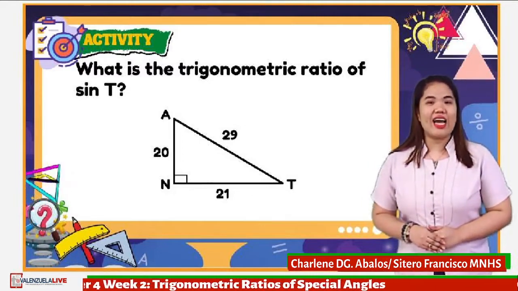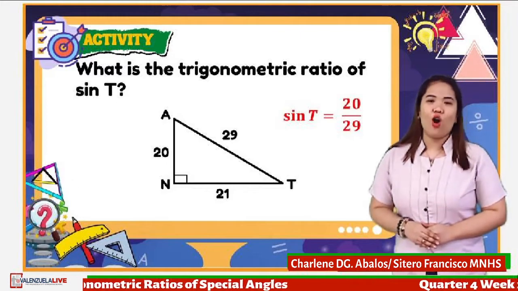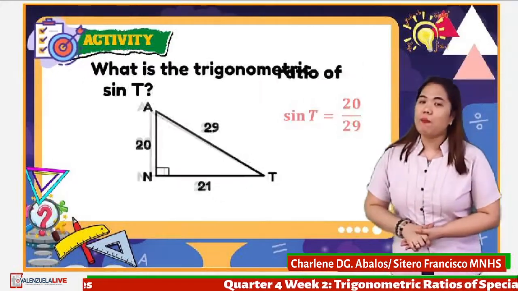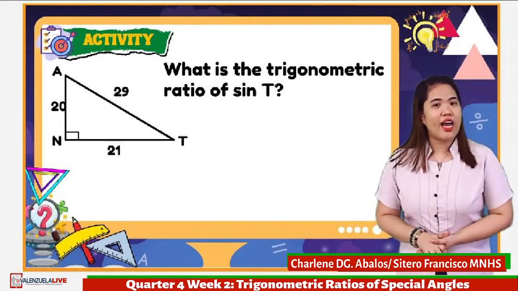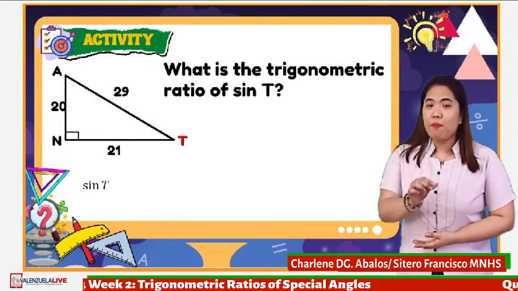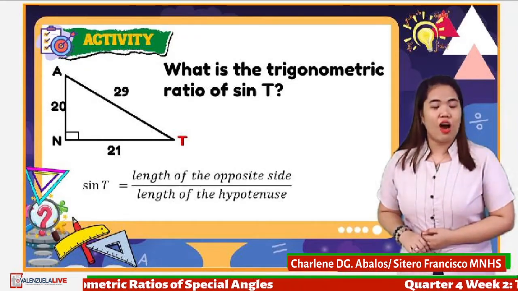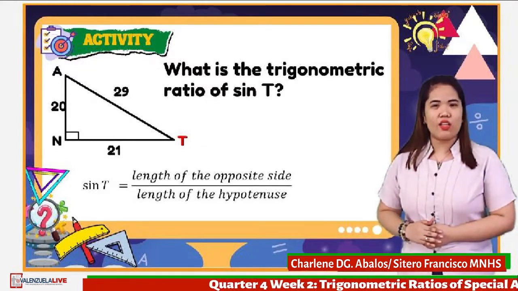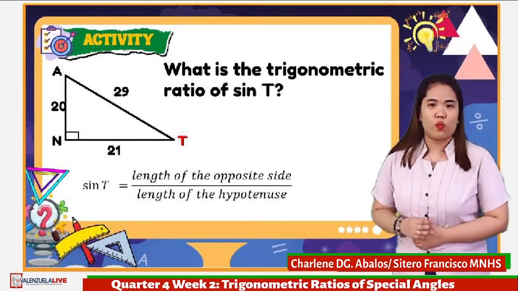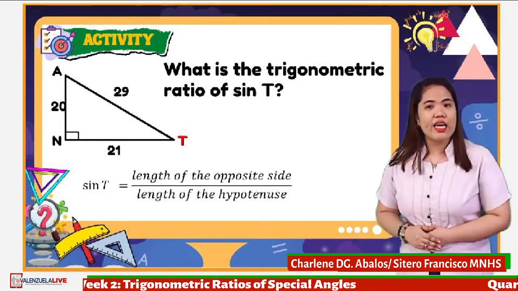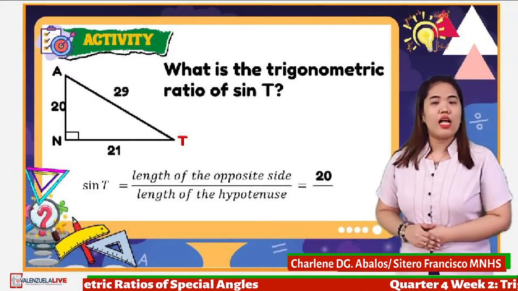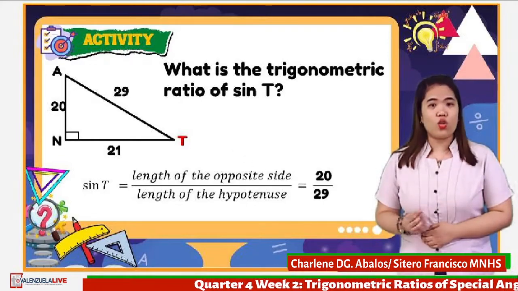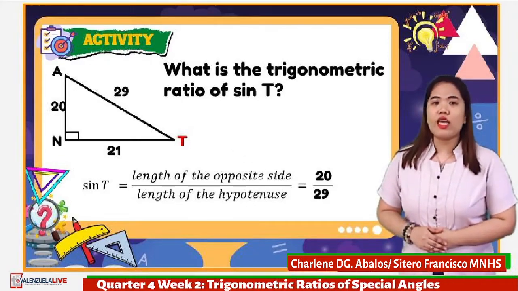Time is up! The correct answer is 20 over 29. Given that we have triangle ANT and the basis is angle T, we are asked to find the trigonometric ratio of sine T. Remember that sine T is equal to the length of the opposite side over the length of the hypotenuse. So we need the measurement of the opposite side and hypotenuse. The side opposite the angle T measures 20, while the longest side, which is the hypotenuse, is 29. Substitute it to our trigonometric ratio, it will be 20 over 29.